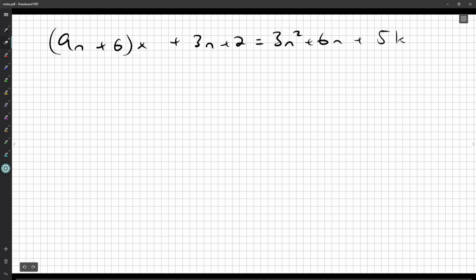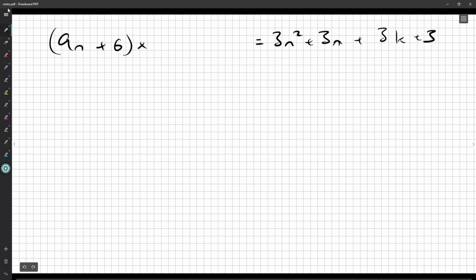That's 3k plus 5. And I'm going to keep it in brackets just in case there was a reason they wanted me to keep it in brackets. Actually, if we need it in brackets later, so be it. But what I can do, I can take that 5, subtract off 2, and make it a 3. And I can take the 6n, subtract off 3n, and make it a 3n.